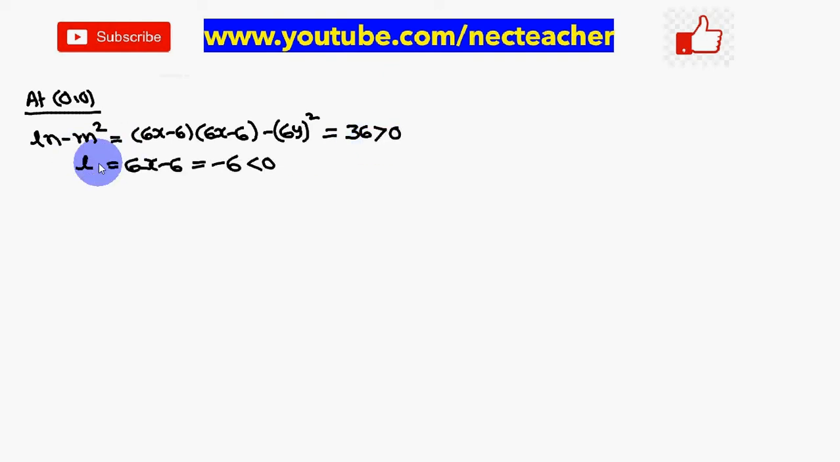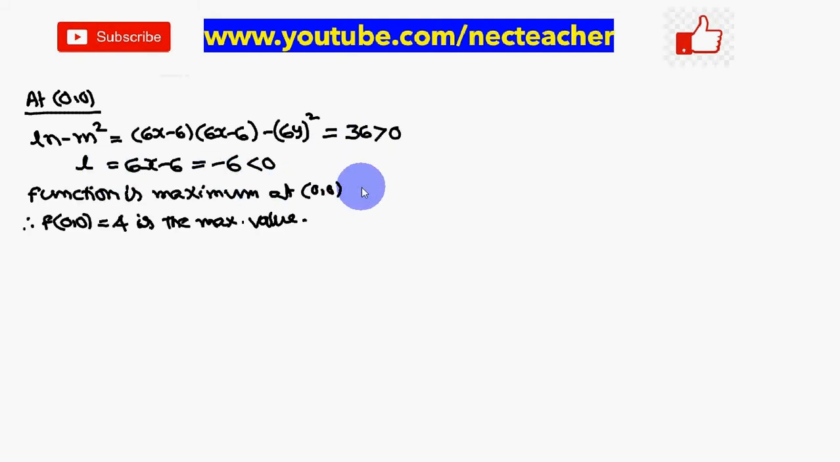Next, L value at (0, 0) means substitute 0 in place of x, you are going to get minus 6, which is a negative value. Ln minus m square greater than 0 and L less than 0 means maximum value. The function has a maximum value at (0, 0). What is the maximum value? Substitute (0, 0) in the original function, you are going to get 4. This is the maximum value.